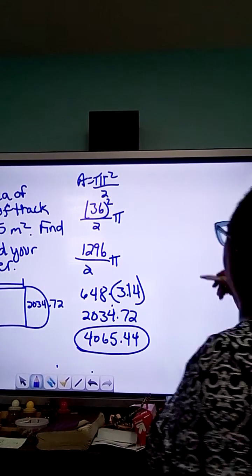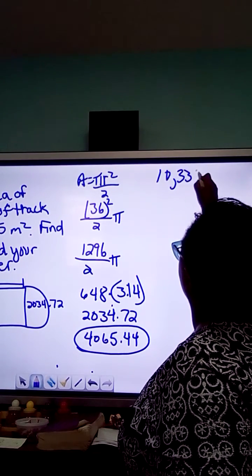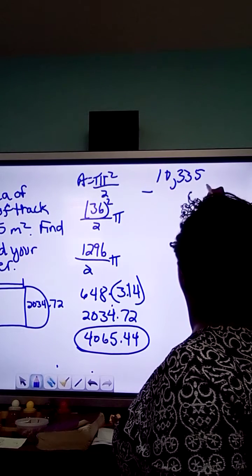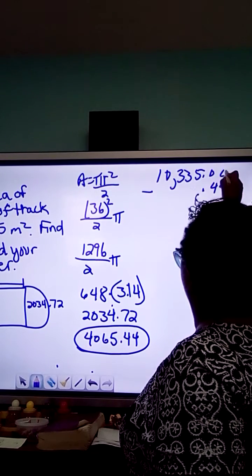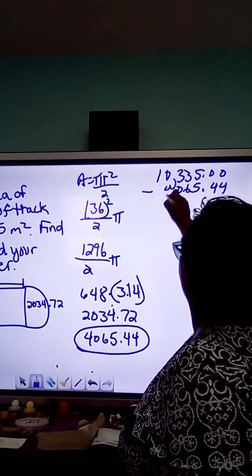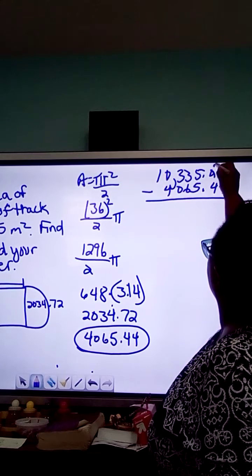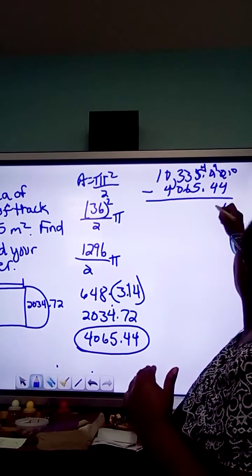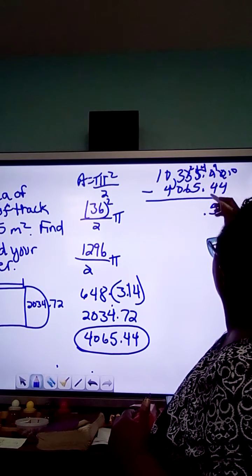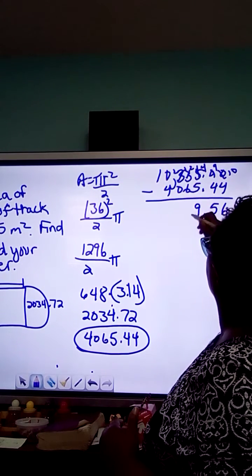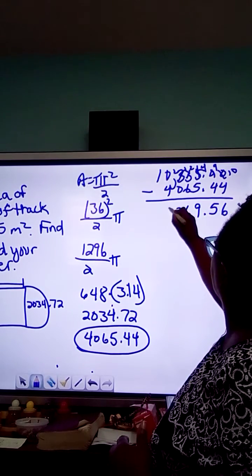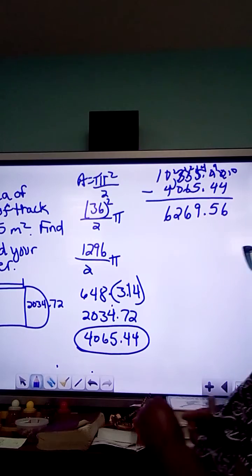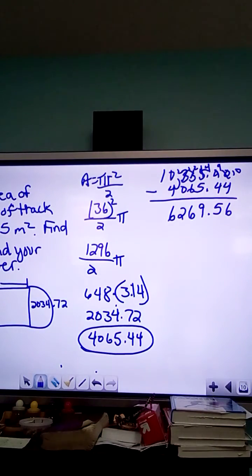All right, so now we're going to take our 10,000, subtract our semicircles. This is 10, this is 9, this is 4. Borrow again, 14. Borrow again. All right, so we end up with 6,269. Okay? Now, from our 6,269, now that becomes the area of this middle part right here.